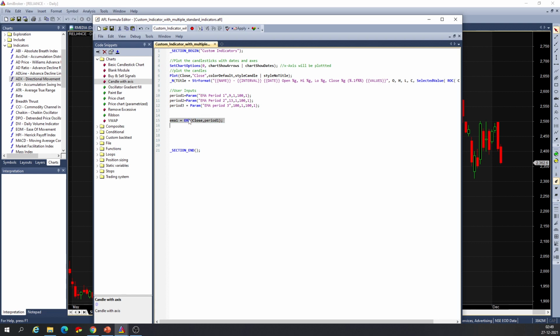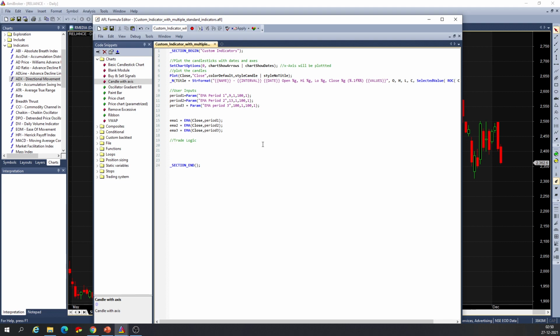So EMA1 is calculated, then we will calculate EMA2. Here we need to change the period, and then we will do the same for EMA3, which is a 100 period moving average. Okay, so all these things are done. Now next would be the trade logic.